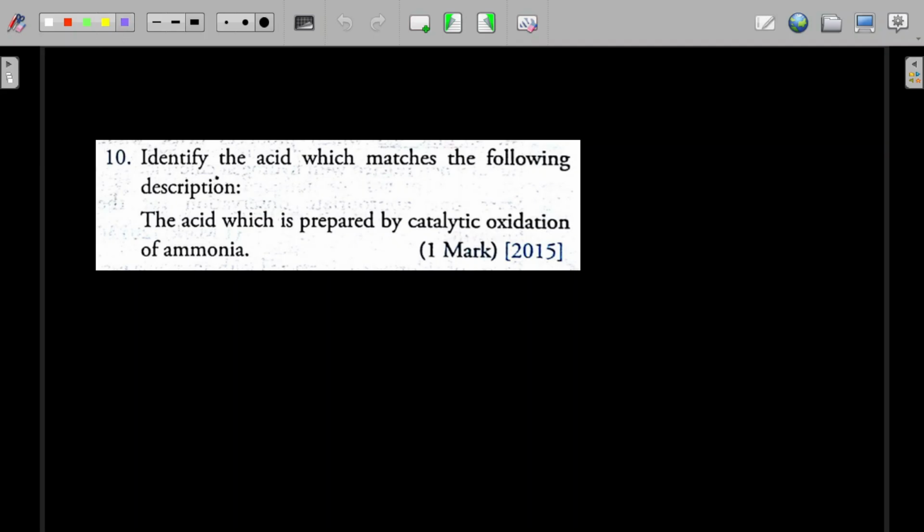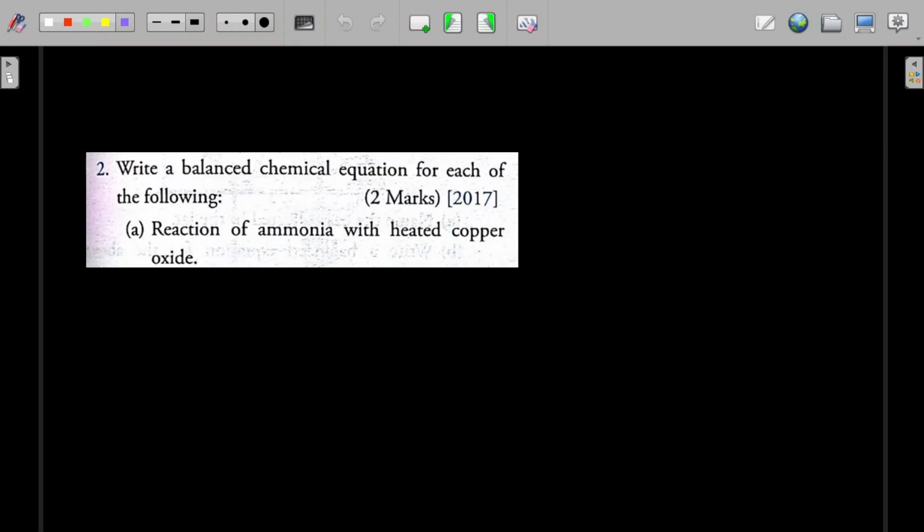See here, identify the acid which matches the following description. The acid which is prepared by catalytic oxidation of ammonia. So basically, this is the first step of Ostwald process, right? So nitric acid we have to write. Balanced equation.